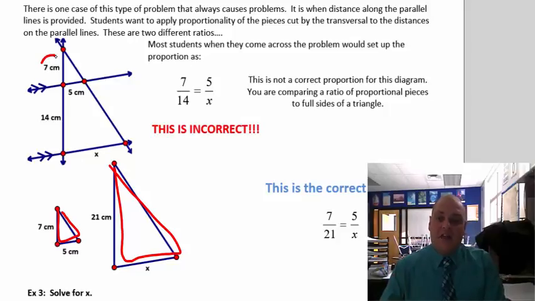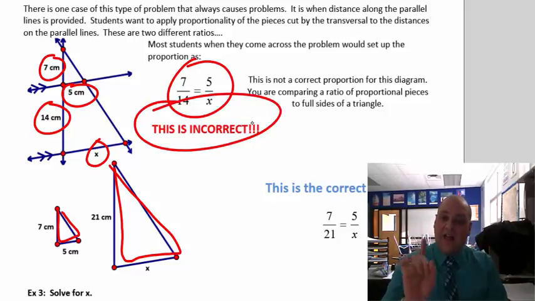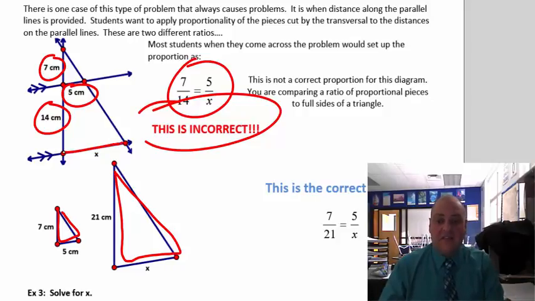Some people think, oh, okay, 7 is to 14 as 5 is to x. That is incorrect. That does not work when you have the piece of the base. It only works if you're splitting the sides. It's side splitter. This is not side splitter because this side was not split. It is a full piece of the triangle.